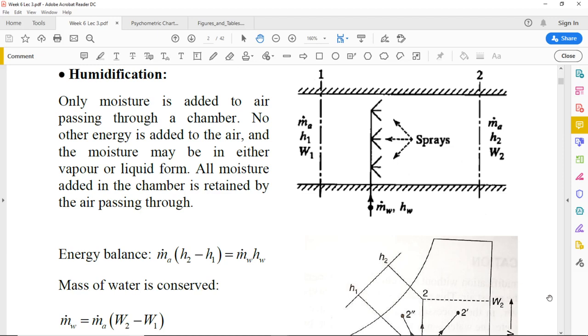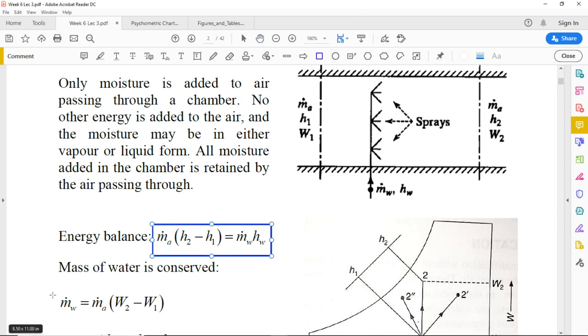We can perform an energy balance on the air stream at the inlet and outlet, and we can also perform a mass balance on the water in the air stream at the inlet and outlet. The equations for the energy balance and the conservation of mass are quite straightforward.